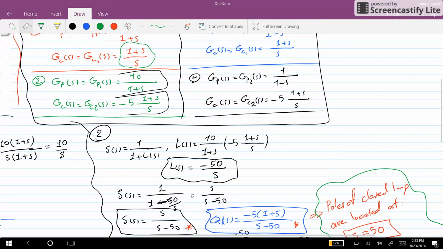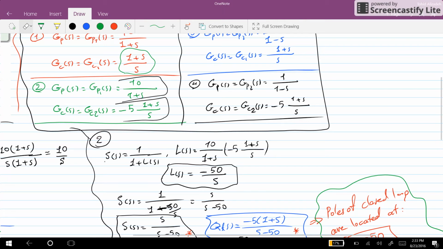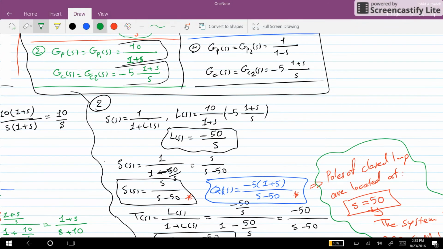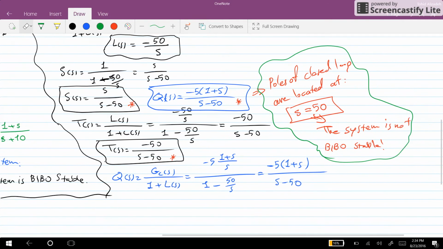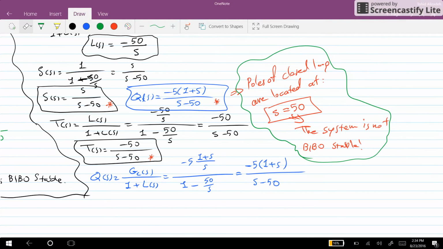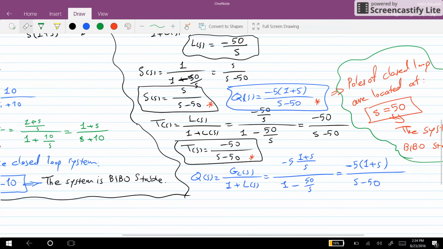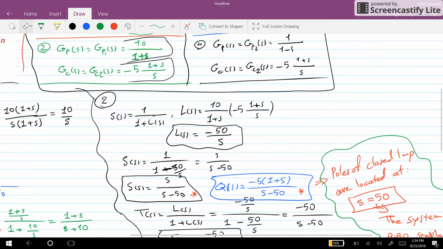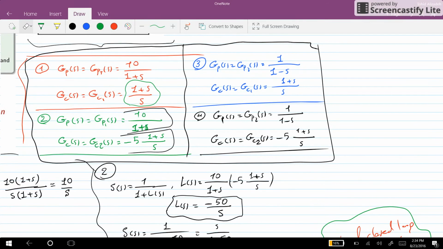So with this plant 10 over 1 plus s that we have, we see that it is already stable. So the plant itself is stable. It doesn't have any unstable pole. But by the introduction of this controller, which has one pole at the origin, we end up with an unstable closed loop system. So let's continue and go through case number 3 and 4 as well.